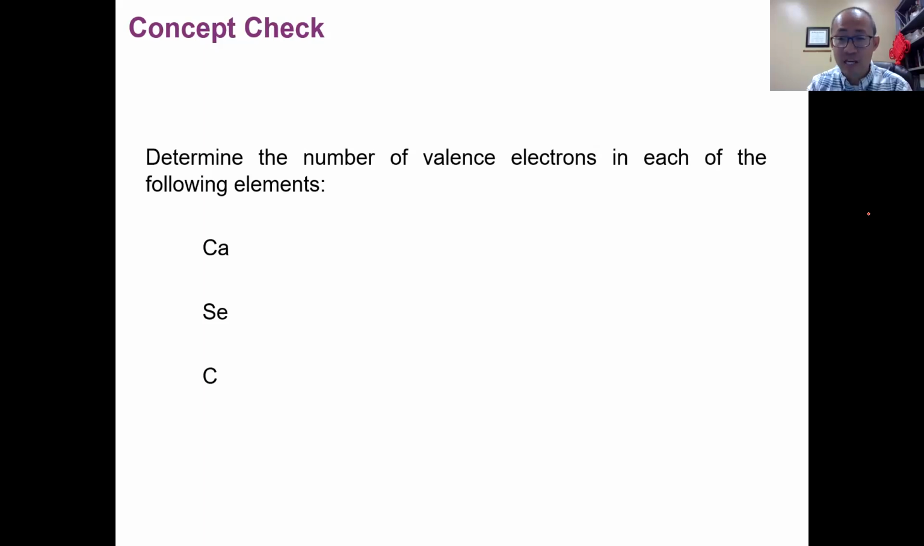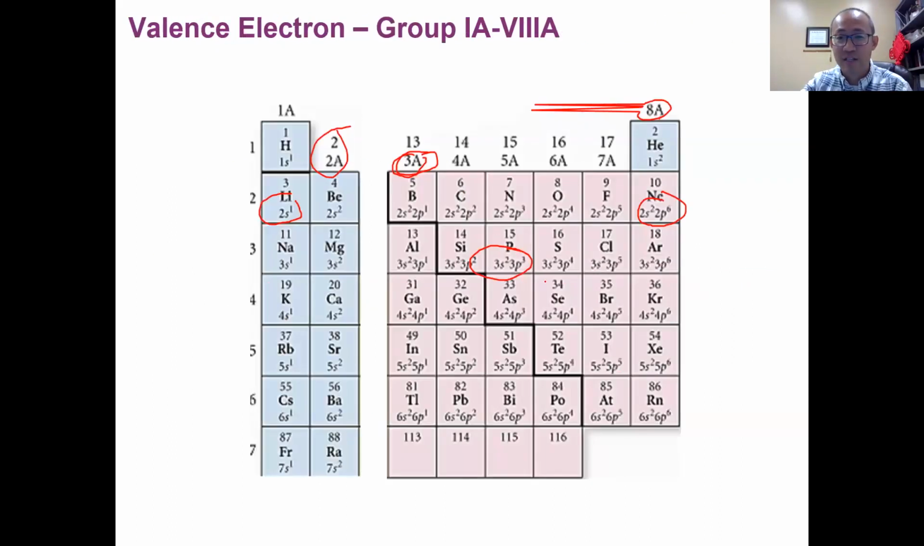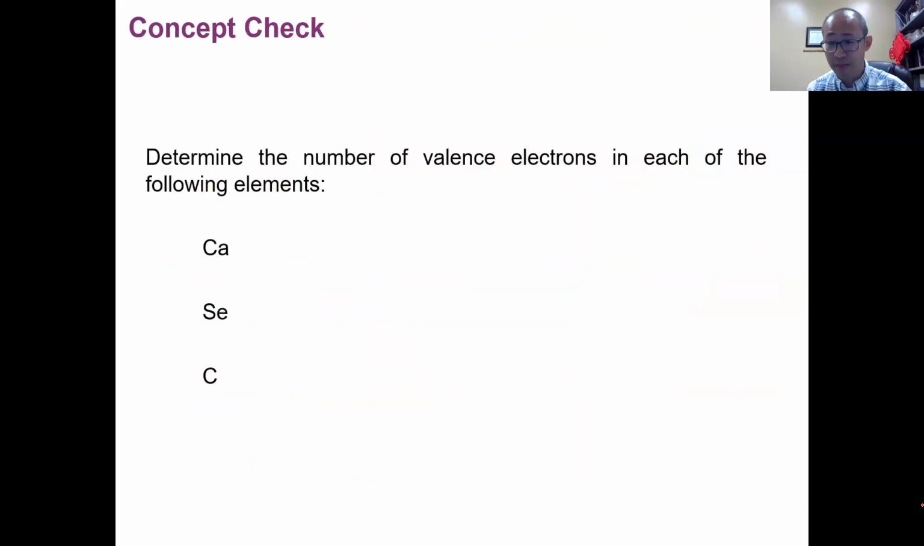Selenium, Se, is a group 6 element. Guys, take a look, here's selenium. Let me erase them all. Selenium is a group 6 element, so 6 valence electrons: 4s2, 4p4, sorry, because selenium is in period 4. And finally carbon, easy. Group 4 element, so 4 valence electrons: 2s2, 2p2. So again, use the periodic table to determine the valence electrons in a very quick way.